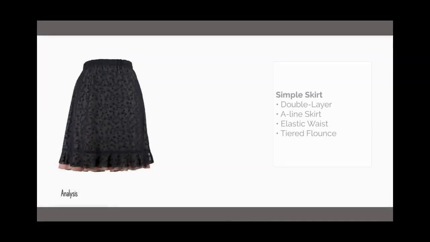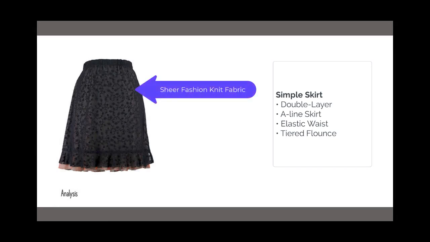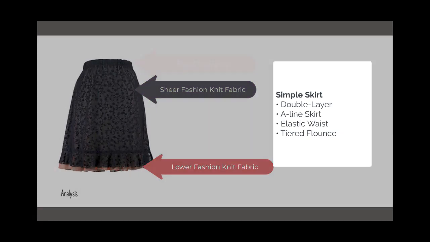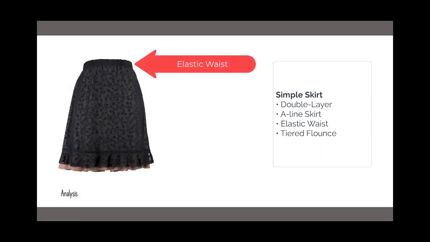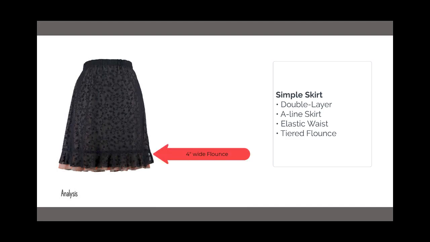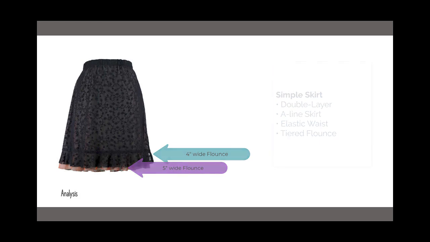Before we start drafting the pattern, let's do a quick analysis. This skirt is made from two knit fabrics. The upper layer is a sheer knit and the lower layer is an opaque knit. They are joined by an elasticized waist at the waist seam. It is unique in that there are two flounces of differing depths. The upper flounce is narrower at 4 inches, and the lower flounce on the under fabric is 5 inches, so therefore it can peek through.